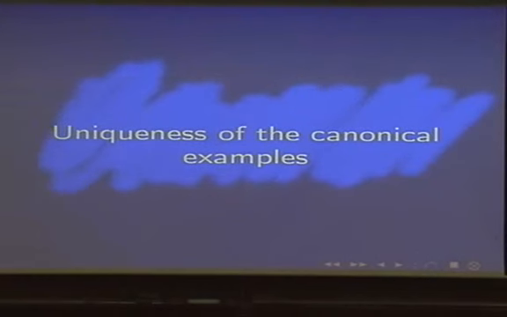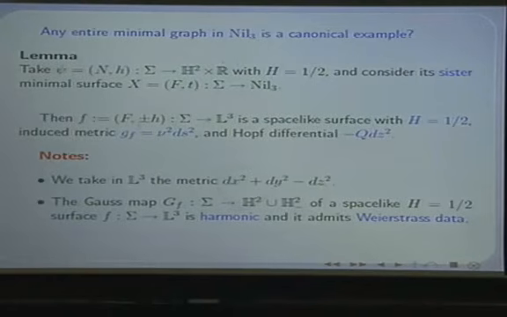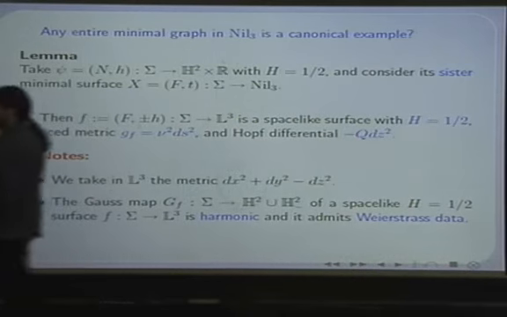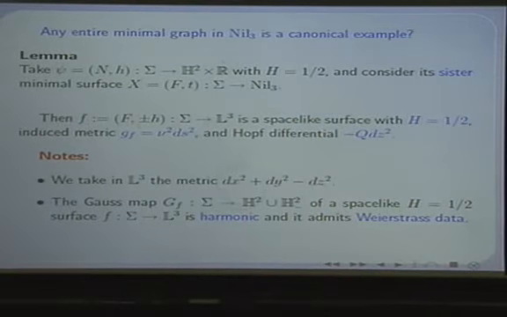For the uniqueness of these examples, the basic question, starting with Heisenberg, is whether any entire minimal graph in Heisenberg is a canonical example. If we solve this problem, we have the uniqueness question we wanted. The main step to do this in Heisenberg, I'm going to write down now a lot of things in Heisenberg. I'm going to forget a bit about the rest of the critical CMC cases.